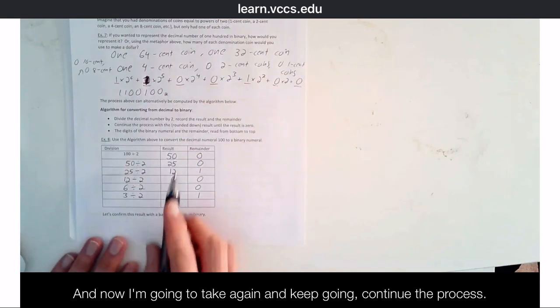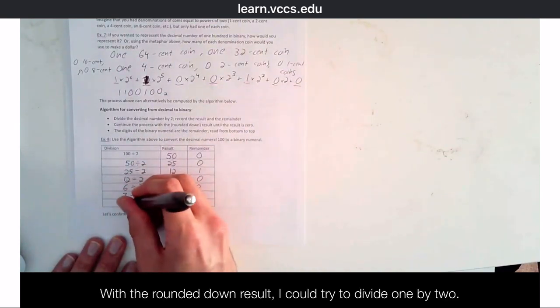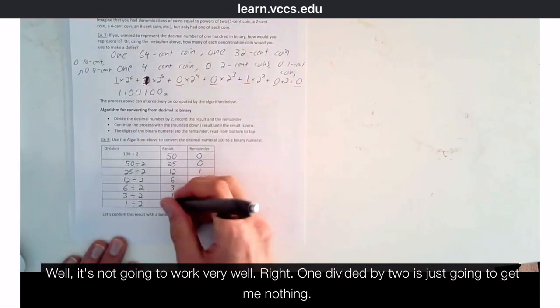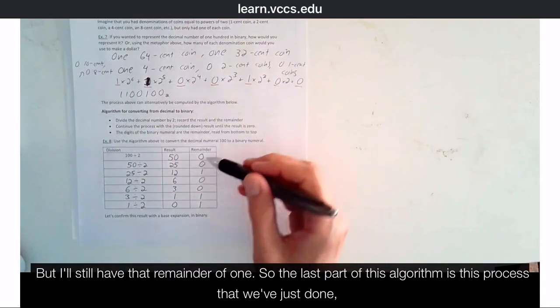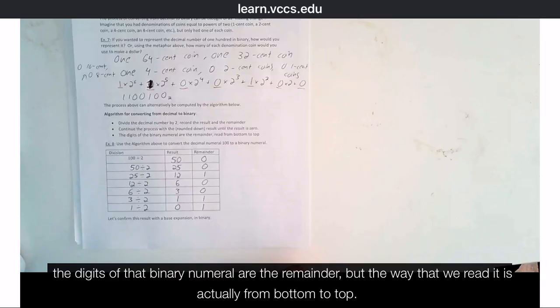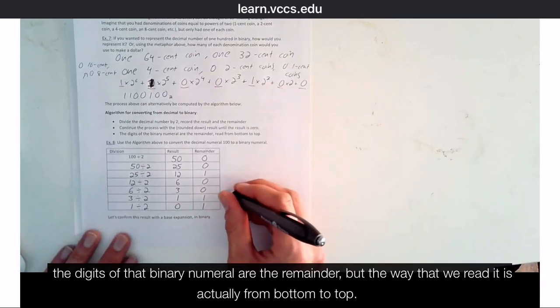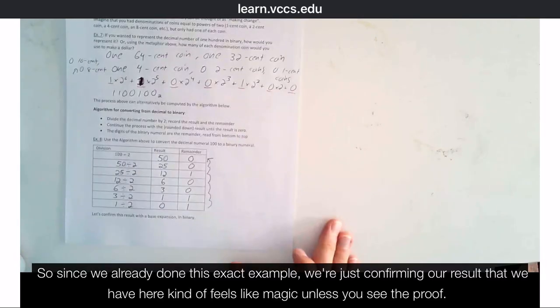And now, again, I'm going to continue the process with the rounded down result. I could try to divide 1 by 2. Well, it's not going to work very well, right? 1 divided by 2 is just going to get me nothing, but I'll still have that remainder of 1. So the last part of this algorithm is this process that we've just done. The digits of that binary numeral are the remainders, but the way that we read it is actually from bottom to top. So since we've already done this exact example, we're just confirming our result that we have here.